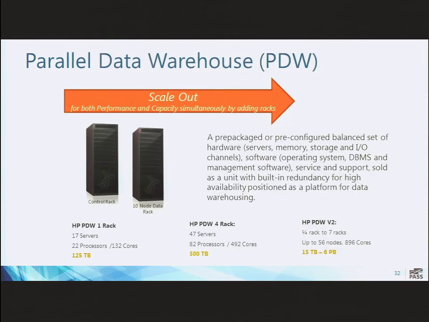So the Parallel Data Warehouse. This is a multiprocessor system. I started updating this for version 2. On the right-hand side, you'll see it used to be two racks minimum. Now they have a quarter rack. Because they lowered the minimum with the quarter rack, it goes from 15 terabytes up to 6 petabytes, and almost 900 cores.